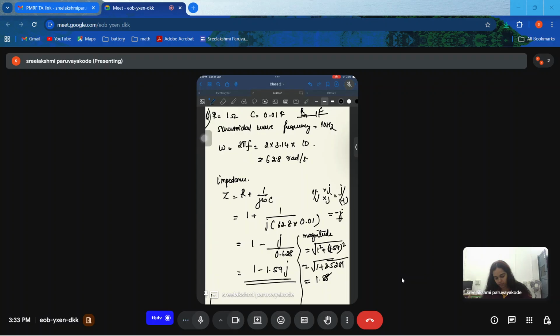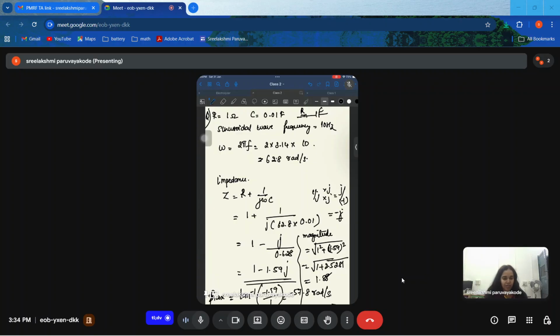In the same way, the phase is going to be tan inverse of minus 1.59 by 1, which is minus 57.8. So if you have the values for the resistance, capacitor, inductor, this is the way you have to follow. These are the steps you have to follow in order to find the magnitude and the phase.